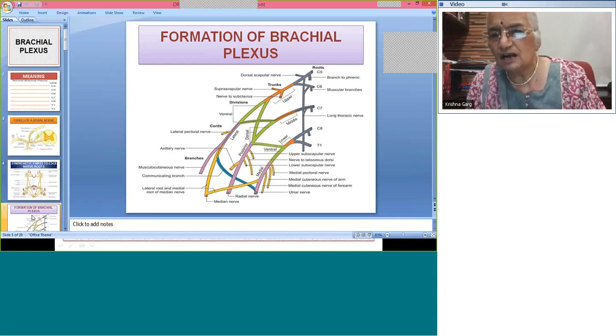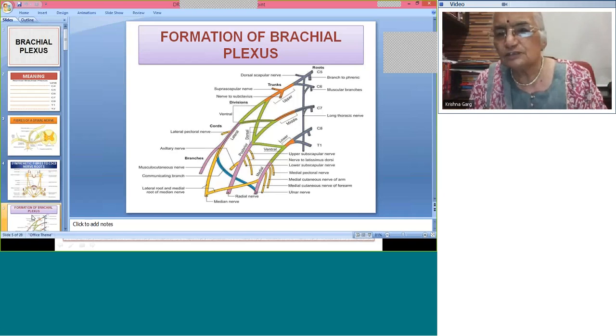From the roots, the branches are for the muscles of the prevertebral region, longus colli and longus capitis, etc. One important branch is the phrenic nerve. This phrenic nerve is mainly formed by the C4 segment, but C5 gives a small root to the phrenic nerve, and the phrenic nerve supplies the respective side of the most important muscle of respiration, that is the thoraco-abdominal diaphragm.